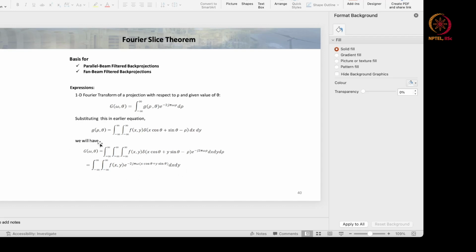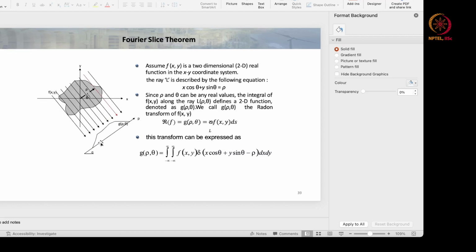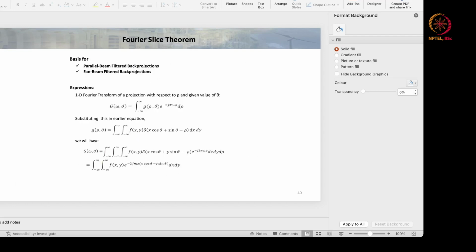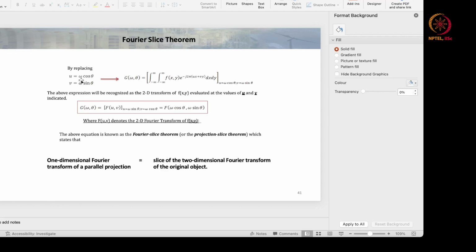So this G is a Fourier transform of the projection with respect to rho at a given value of theta. So for a given rho, theta condition, this is what you are going to get, substituting whatever was inside the Radon transformation, and then you get this entire quantity. Now by replacing u equal to omega cos theta and v equal to omega sin theta, you get this value of G(omega, theta).